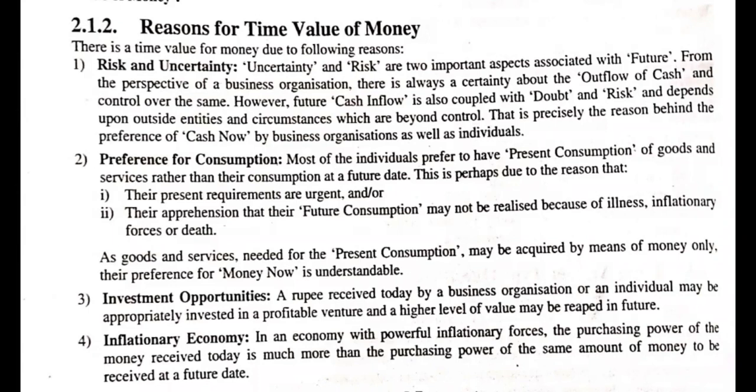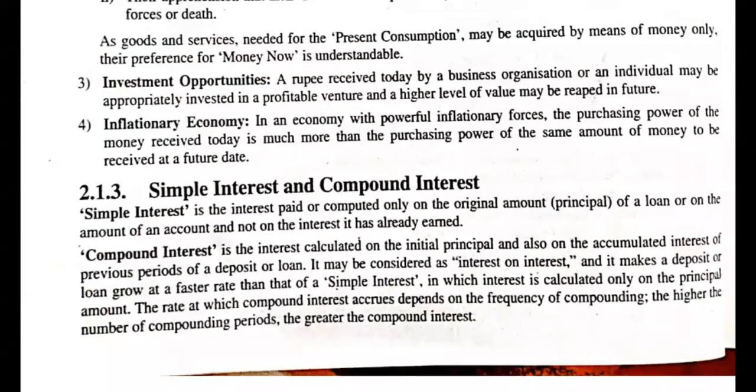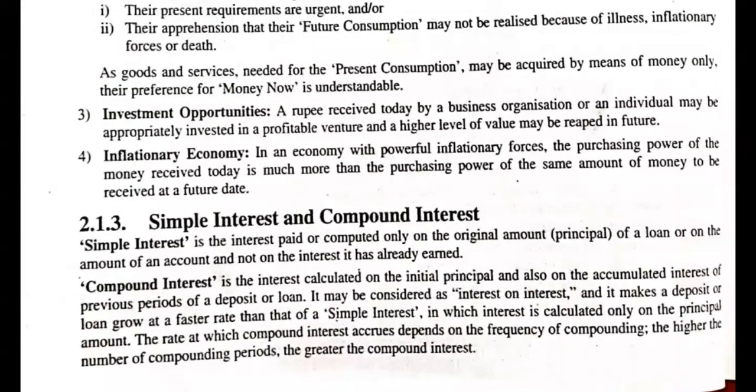And arranging that much money is a very difficult task for a person. So these are all the reasons for which the bank or financial institution goes for the time value of money. Now when they go for the time value of money, there are two kinds of interest these people generally charge. The first interest is simple interest.